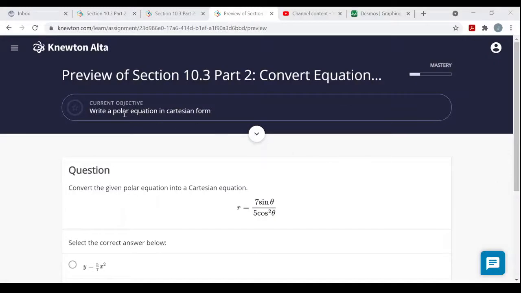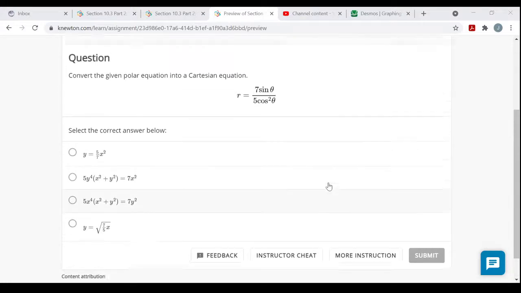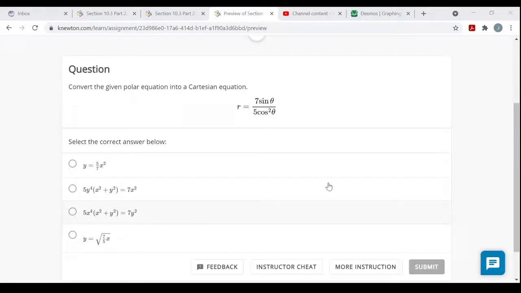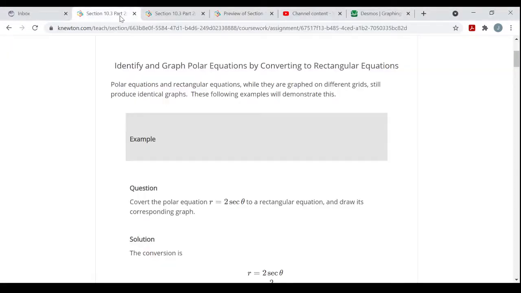All right. So again, if you want to see more about the topic, look at more instruction, their videos, their notes, their examples. Hopefully those help you. I've got some of that here. I'm going to show you some of the instruction that you'll see.